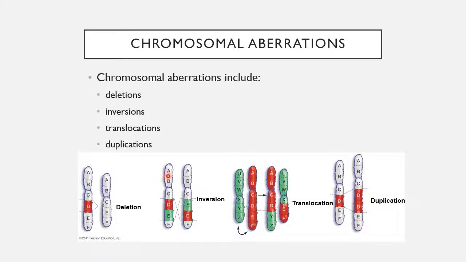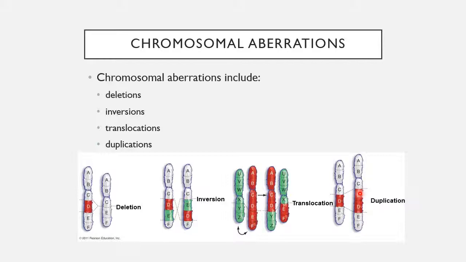You could also have an inversion, where the DNA should be in this order here, and a piece of that DNA gets flipped over, so the order of that DNA gets mixed up. You can have a translocation, where one piece of DNA from one chromosome gets copied onto a different chromosome, or you can have a duplication, where a section of DNA gets copied twice, and you have two sections of the same piece of DNA, whereas you should have only had one.